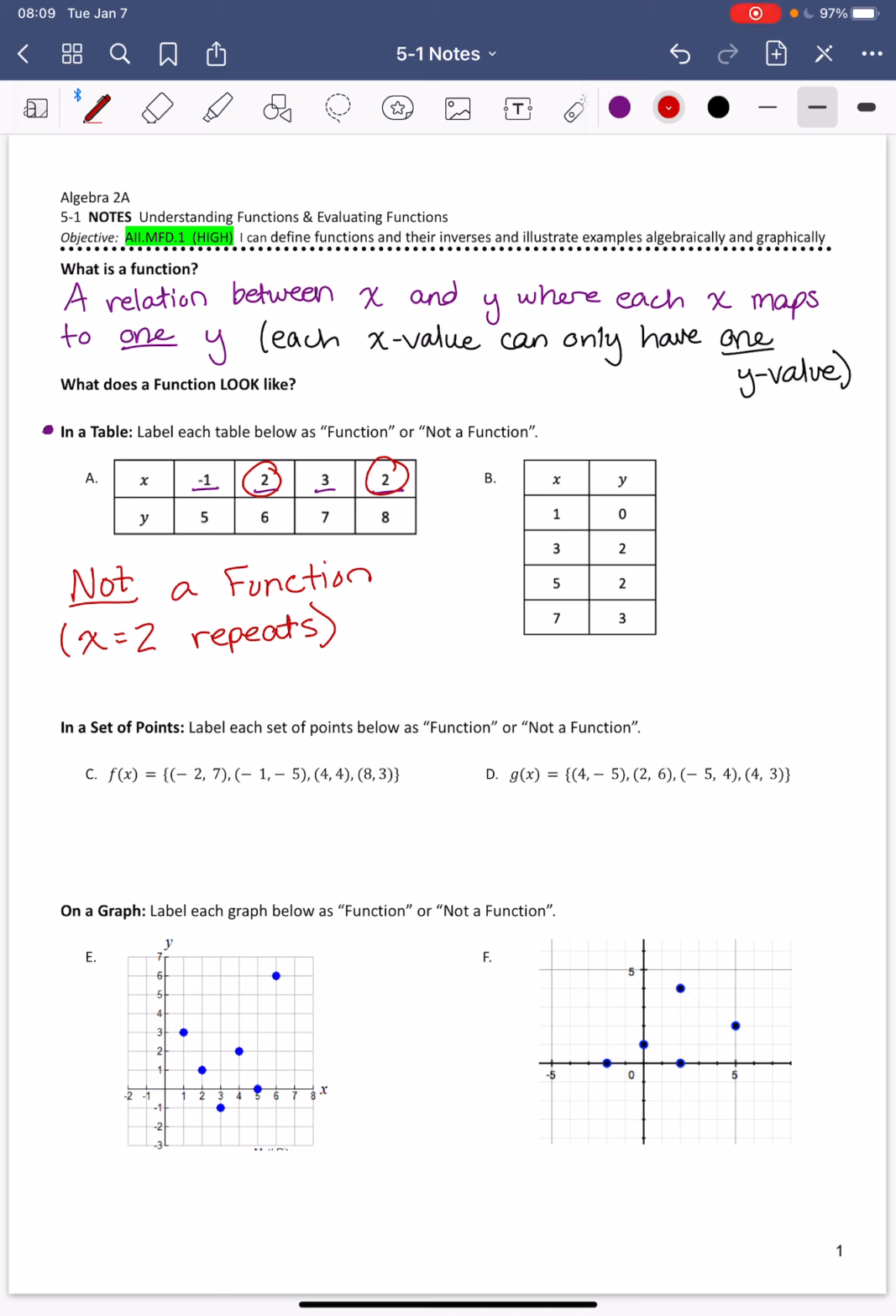B, let's take a look here. Our x's are 1, 3, 5, and 7. No repeats. This is perfection. This is exactly what we want. This is a function. And again, if you need a little explanation, x does not repeat.